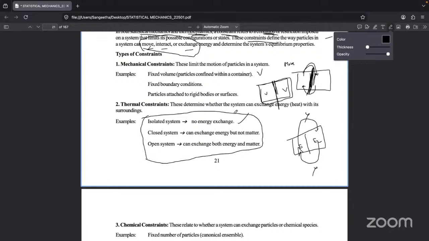So remember, in an isolated system energy is not exchanged. In a closed system energy is exchanged but matter is not exchanged. Next, in an open system both energy and matter can be exchanged. That is called thermal constraints. In thermal constraints: no energy exchange in an isolated system; in a closed system energy is exchanged but no matter; in an open system both are exchanged.